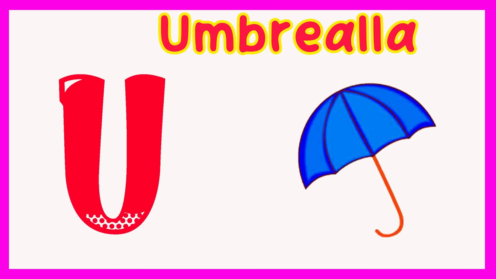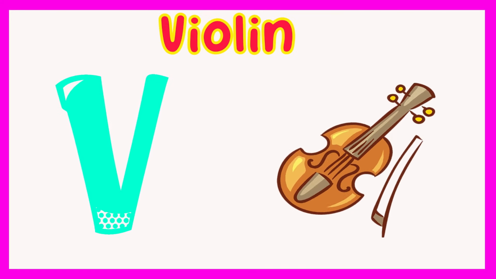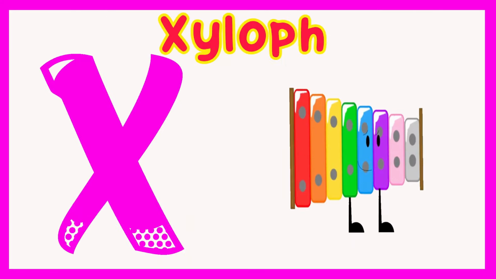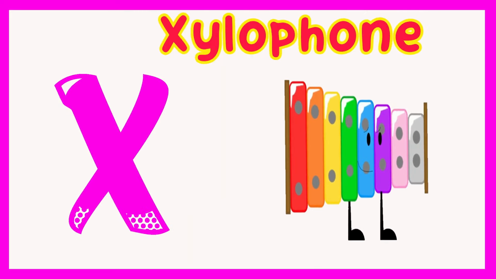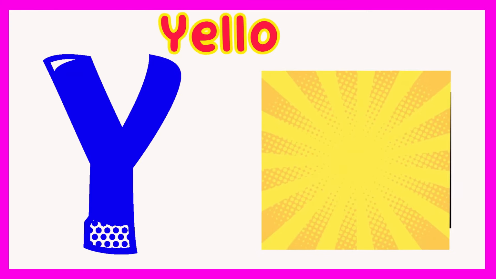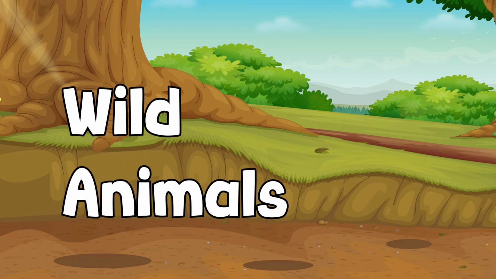U is for umbrella, umbrella. V is for violin, the violin. W is for watch, watch. X is for xylophone, xylophone. Y is for yellow, yellow. Z is for zebra, zebra. Wild animals.